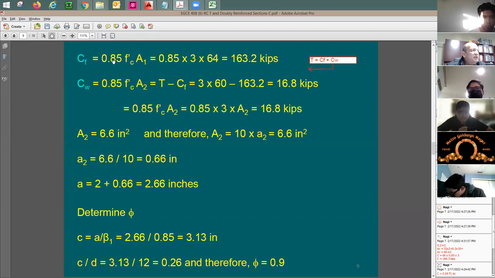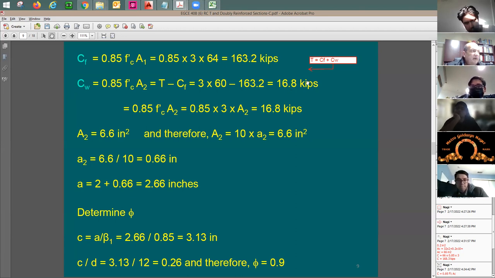I have numerical value here for CF and numerical value for the tension force, which means at the end of the day, I have numerical value for C sub W. Because C sub W is going to be equal to the balance between the total tension force, which means the total compression force, and the compression force in the flange. Here we go, it's going to be 16.8 kips.